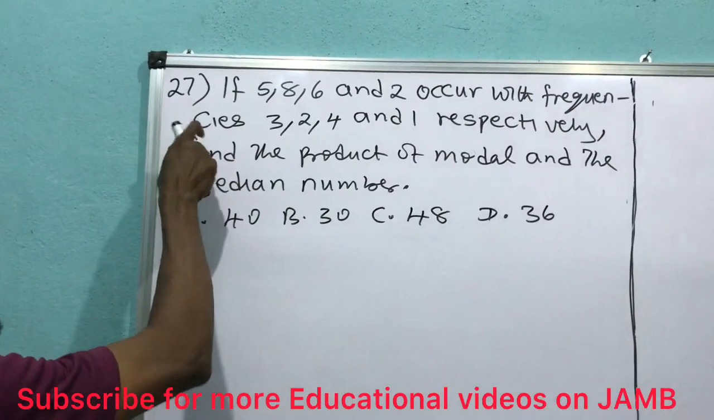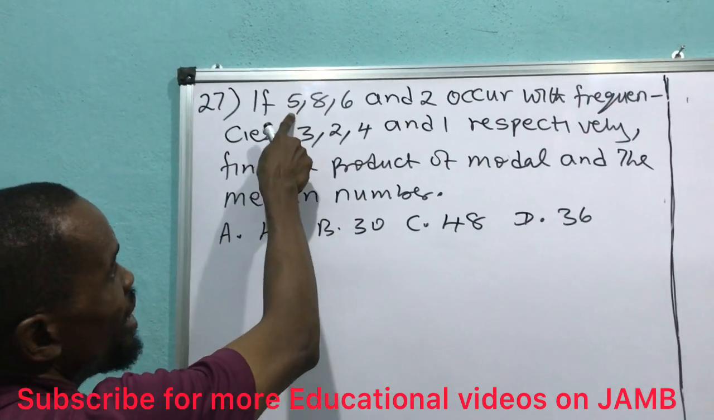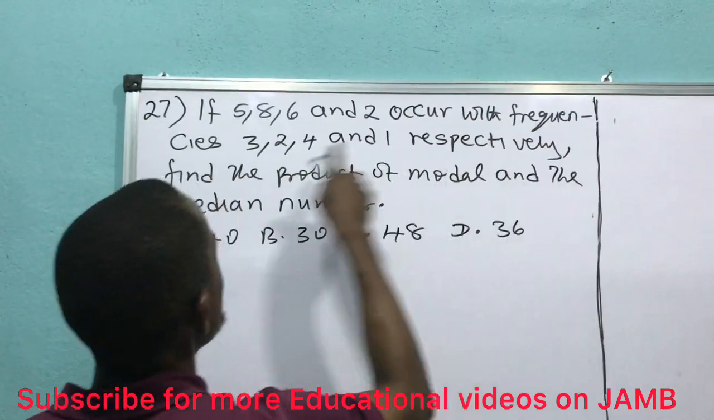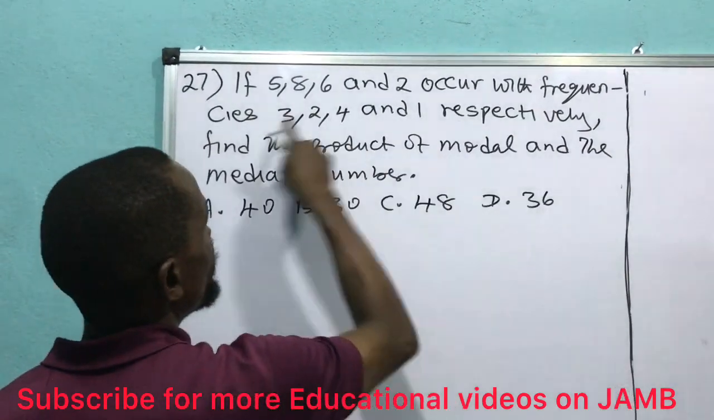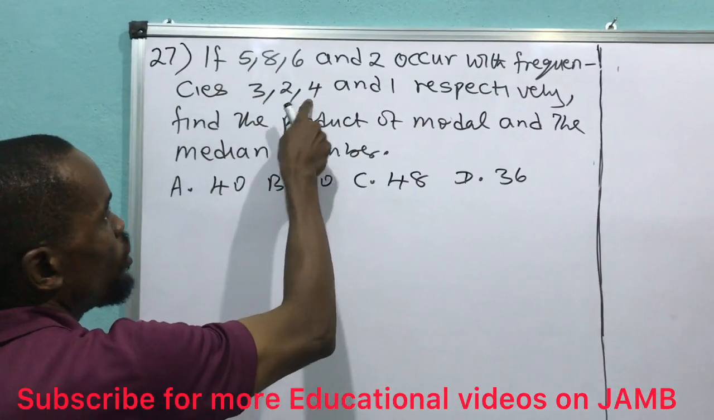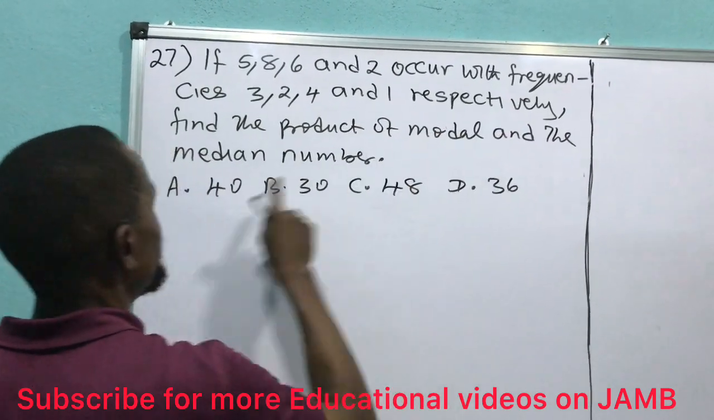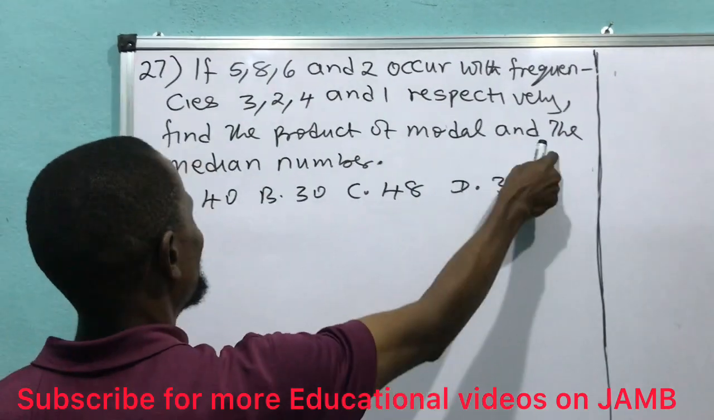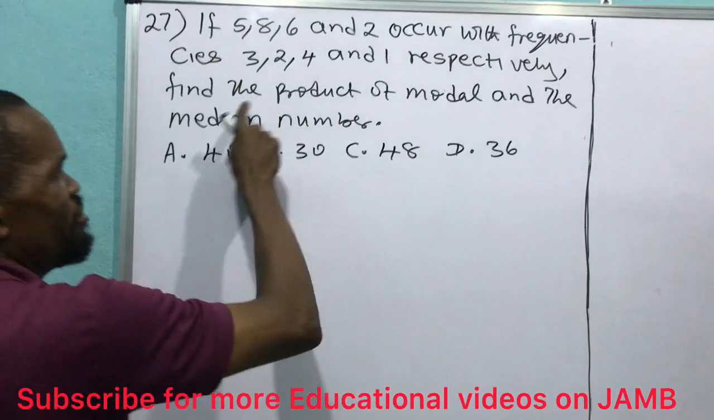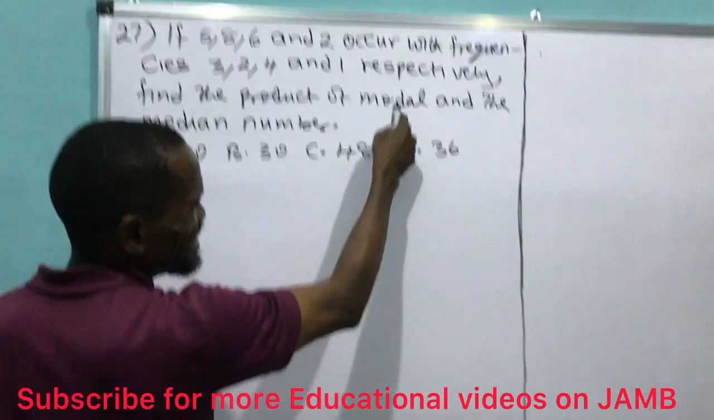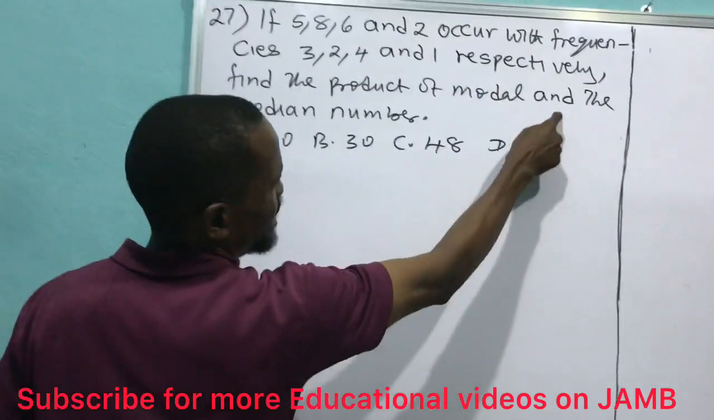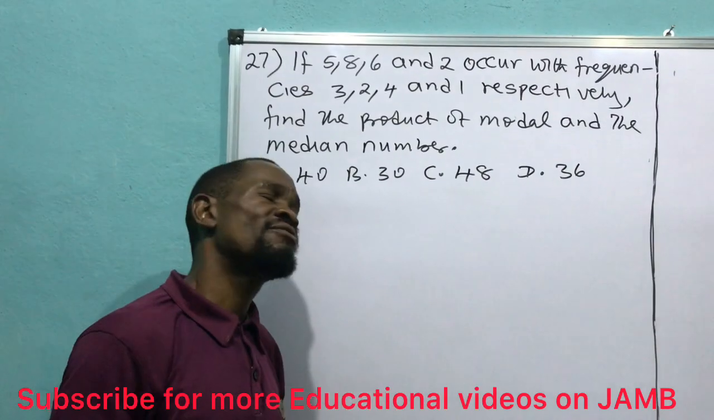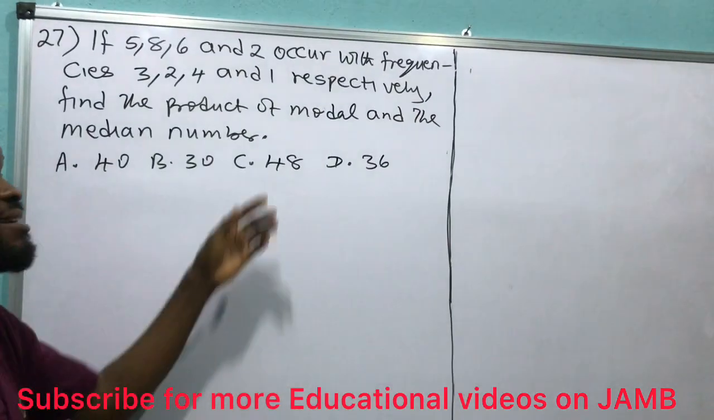Question number 27 said if 5, 8, 6, and 2 occur with frequencies 3, 2, 4, and 1 respectively, find the product of the mode and the median number. What do you mean by mode? The highest frequency, that's the modal class, the highest frequency.